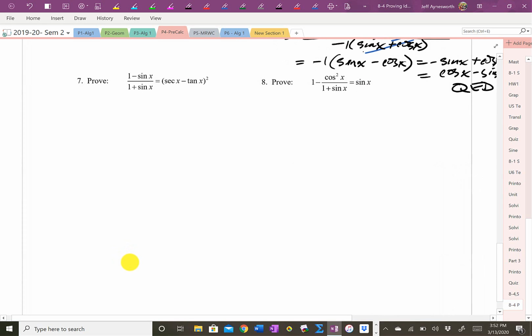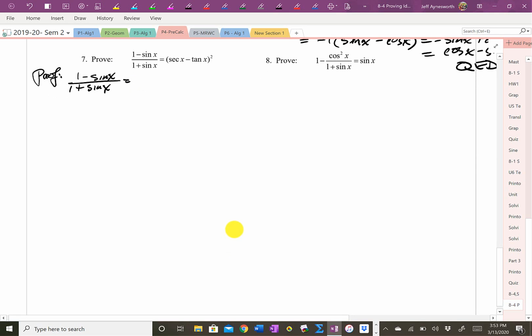All right, let's try another one. Number 7 and 8, the last two. Let's give these a shot. These may not be the easiest things, so let's go for it. Here's the proof. Let's set it up. Let's set up the left side, and then way down here at the bottom, let's put down our goal.